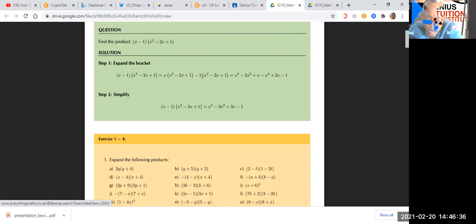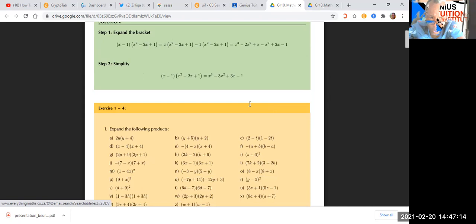Then you come to the second bracket: minus 1 multiplied by x squared gives you minus x squared. Minus 1 multiplied by negative 2x gives you positive 2x, and minus 1 multiplied by positive 1 gives you minus 1. In short, when you multiply by a negative value, you have to change each and every sign that you get here, and thereafter multiply by the numerical coefficient there. So that's it. That is how you are going to do it.